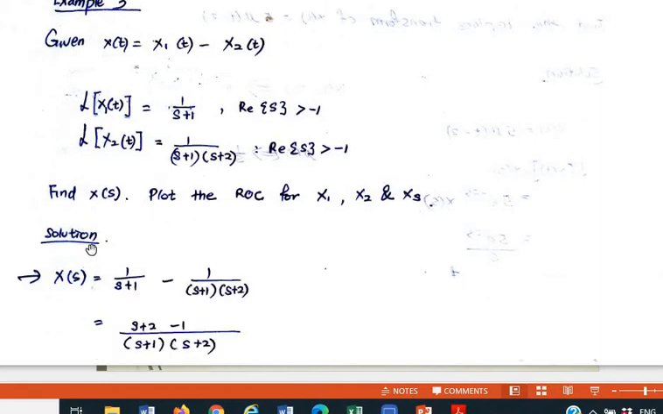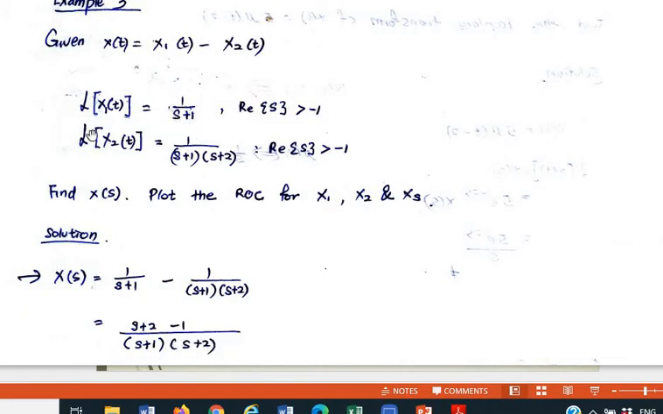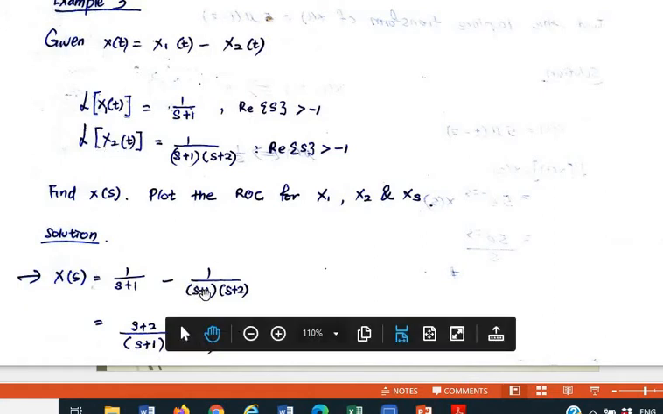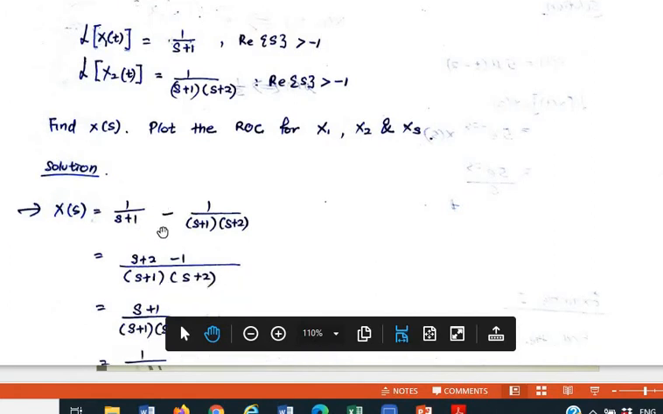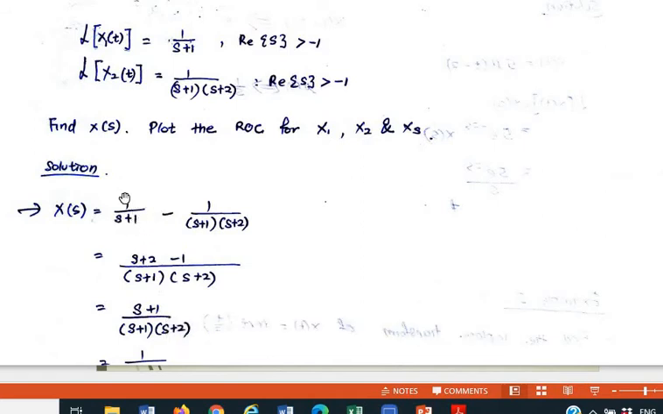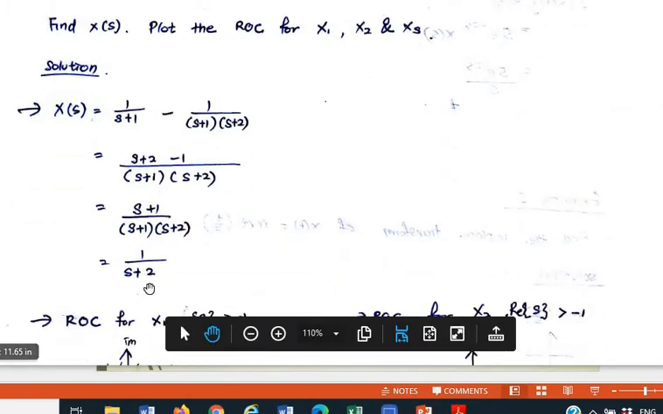So from the question, we know that x(t) is x1 minus x2. So x1 is given, X1(s) is equal to 1 over s plus 1. And then X2(s) is 1 over (s plus 1)(s plus 2). So you just perform the subtraction operation here. You multiply in; here you need another s plus 2. So you multiply s plus 2, you get s plus 2 minus 1. So you simplify, you get 1 over s plus 2.